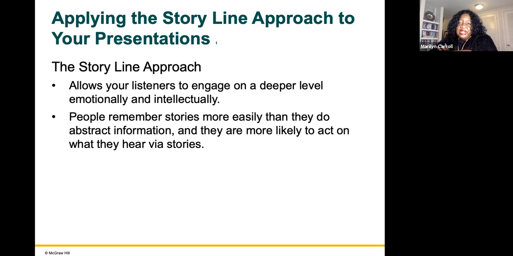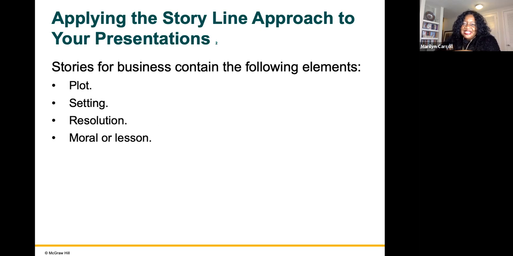So applying the storyline approach to your presentation, remember that this allows your listeners to engage on a deeper level, emotionally and intellectually. People remember stories more easily than they do abstract information, and they are more likely to act on what they hear via the stories. So stories for business contain the following elements: the plot, the setting, the resolution, and the moral or lesson of the story. This is the same thing if you were writing a story for a movie, a strip, a television show, or a book. This is the same process.